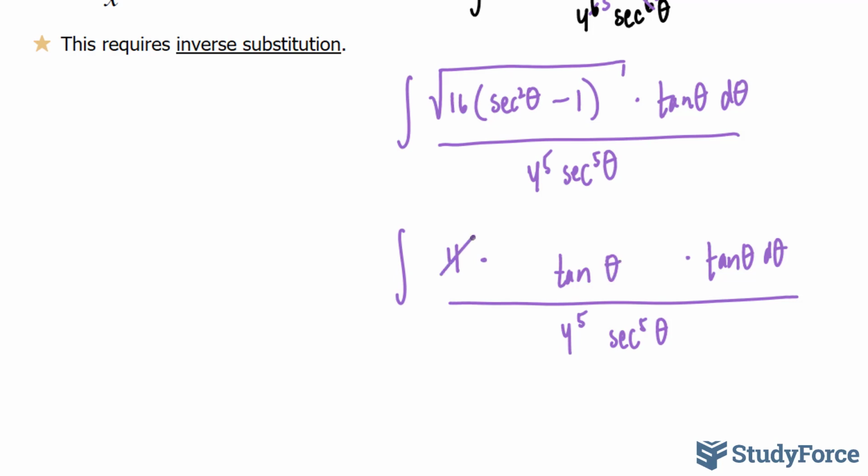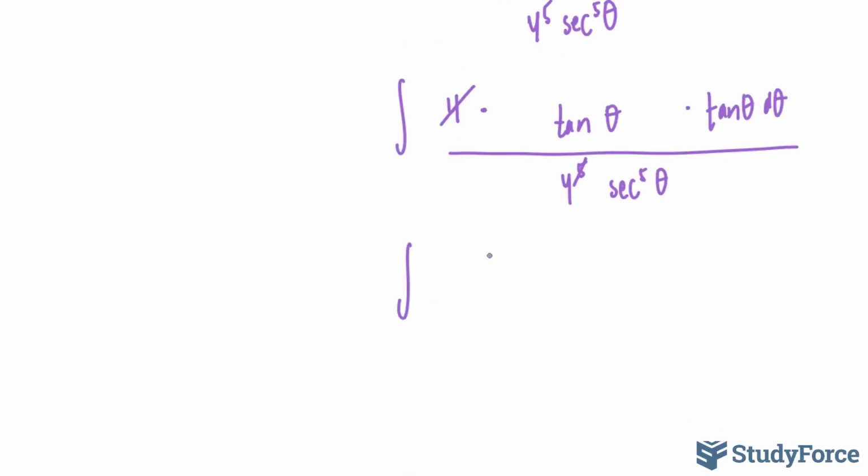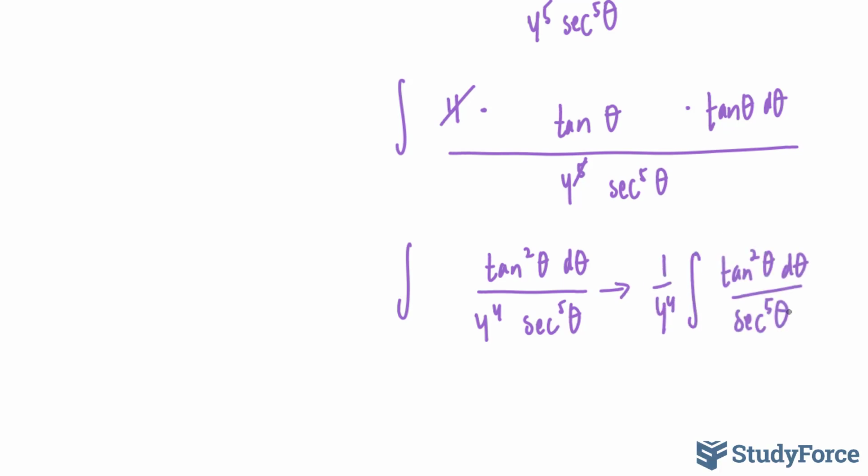And this 4 will cancel out with another 4 at the bottom, where we are left with the integral of tangent squared theta d theta over 4 to the power of 4 secant to the power of 5 theta. What I'll do next is pull out the 1 over 4 to the power of 4 outside of our integral, where we have 1 over 4 to the power of 4. Now what also helps at this stage is realizing what tan is equal to. Remember, tangent is equal to sine over cosine.